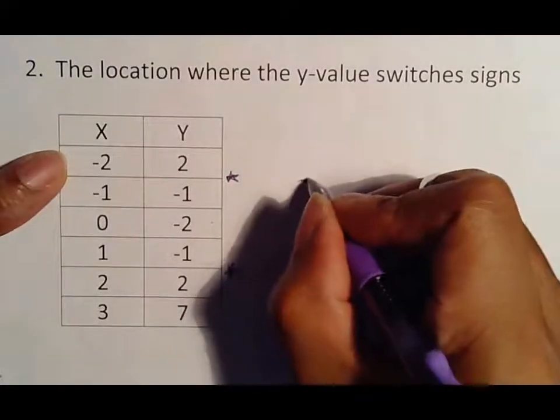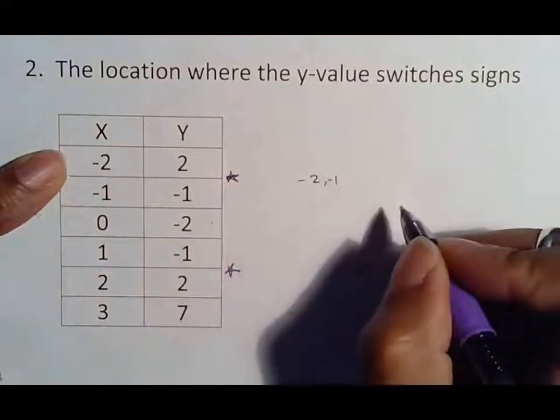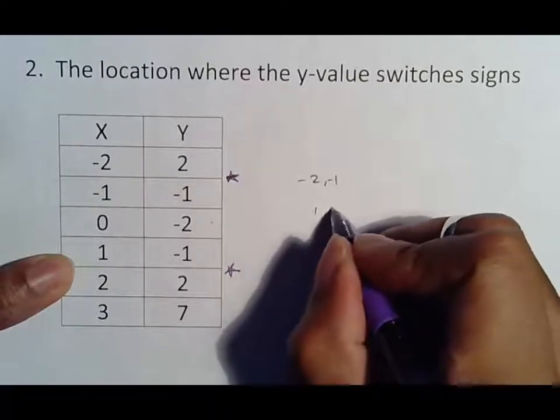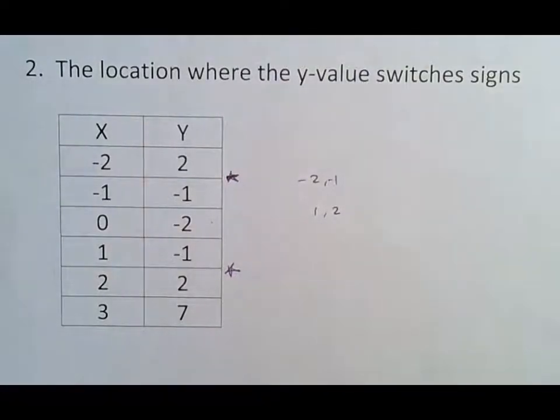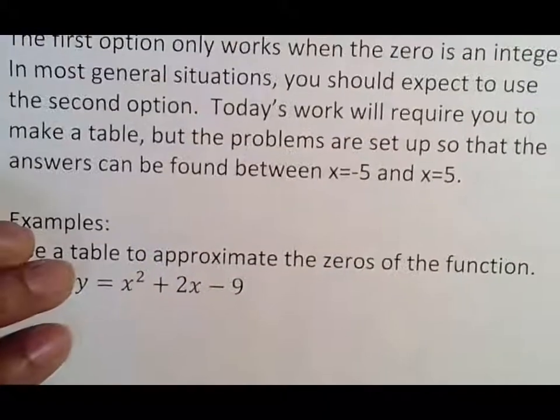So one of my zeros is between negative 2 and negative 1. The other 0 is between 1 and 2. And so when you answer that question, that's what they are looking for. Okay? The difference is you are going to have to make your table, and you're going to have to do some work, but I did program it so you don't have to work yourself crazy.